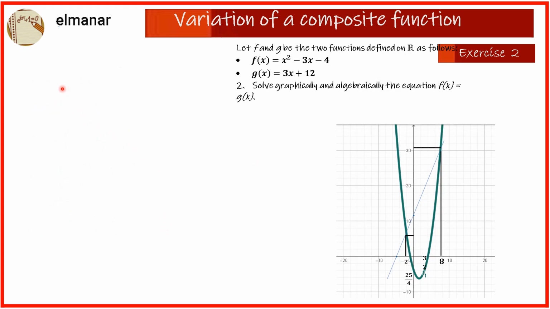Graphical resolution of the equation f of x equals g of x. By observing the graph, we notice that f and g intersect at 2 points with abscissas −2 and 8. Thus, the set of solutions to this equation is S equals {−2, 8}.